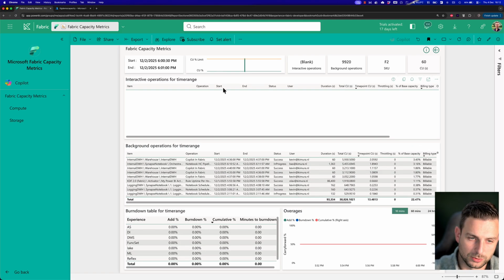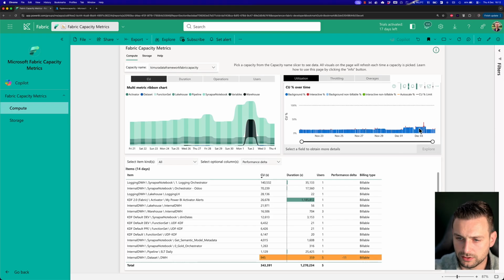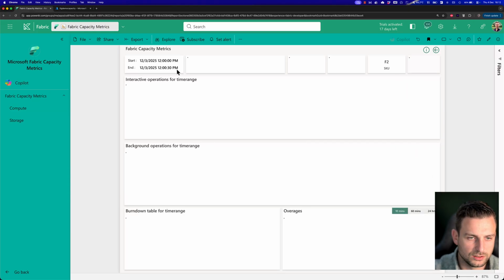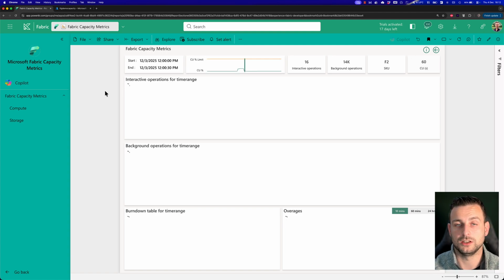Now, the interactive operations for this time range are empty, because I think at this time nothing was actually happening. So if we go back here, we find a few of these red slices. If we go here and drill through, then we should be able to find some interactive operations for that time point, because the red in that table gives us the interactive operations.